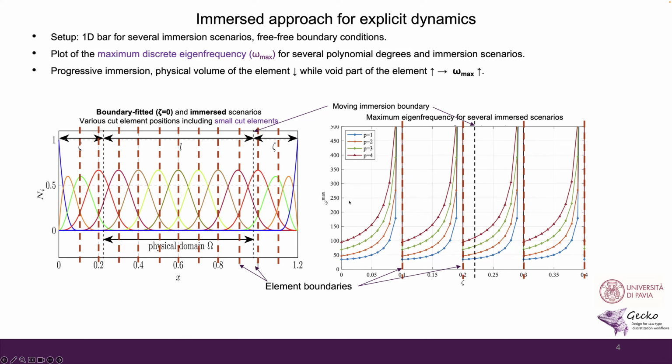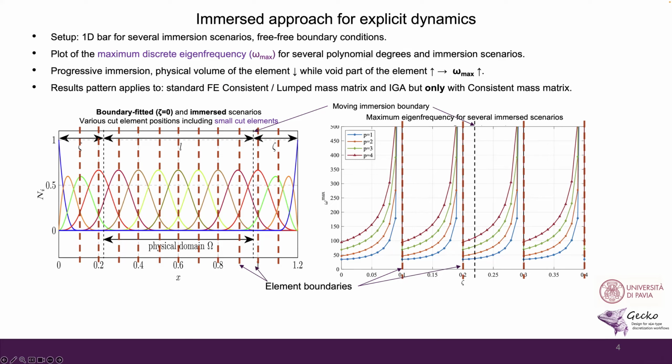On the right plot, the maximum discrete eigenfrequency is presented for several polynomial degrees. As the immersion is increasing within an element, the maximum eigenfrequency diverges to infinity. When the immersion is exact to the element boundary, the values are similar to the boundary fitted case, and the same repeating pattern can be observed. The behavior on the right plot corresponds to standard finite elements with either consistent or lumped mass matrix, and for the IGA implementation in the case of the consistent mass only. We will review the IGA lumped mass case in the next slide.